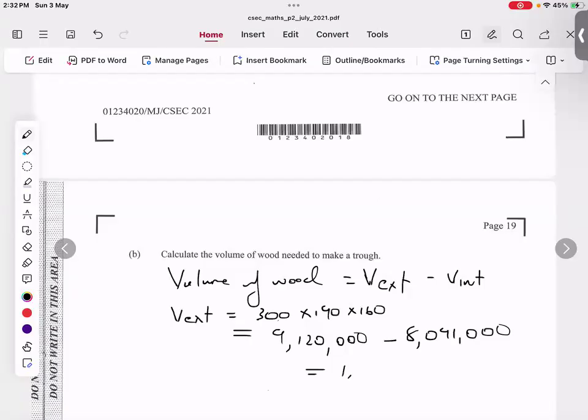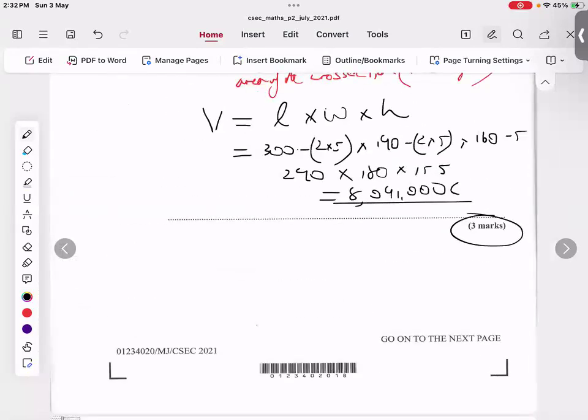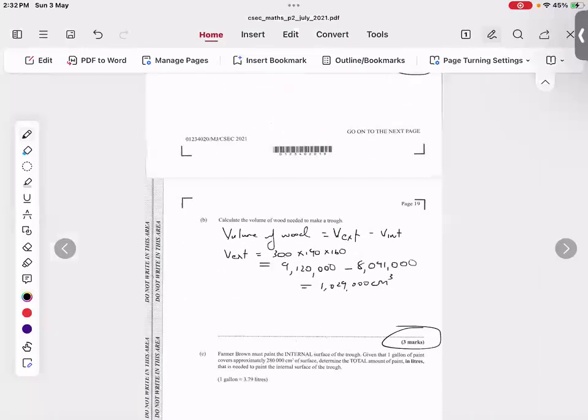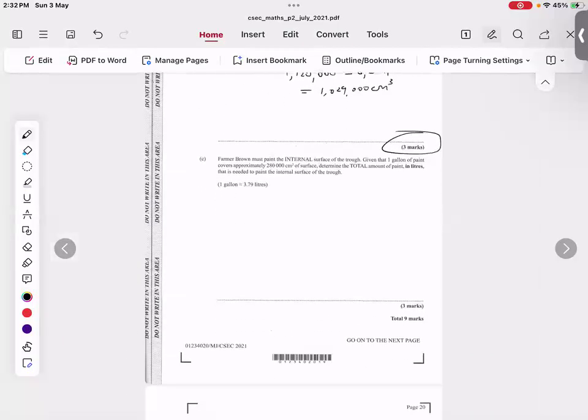Right, so that would be 1,029,000 cubic centimeters. Oh, and guys, remember, we left something off up here, this cubic centimeter. We left off the cubic. All right, so nice question there.